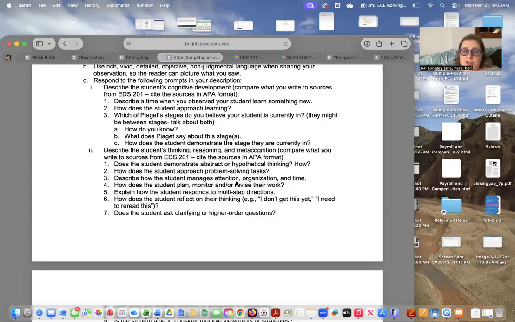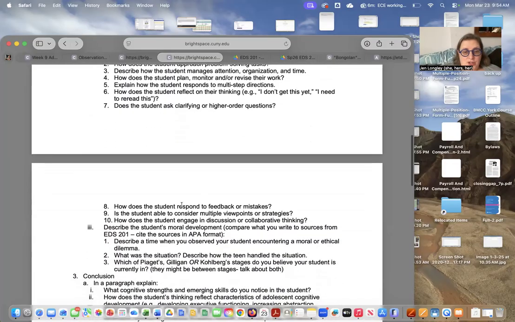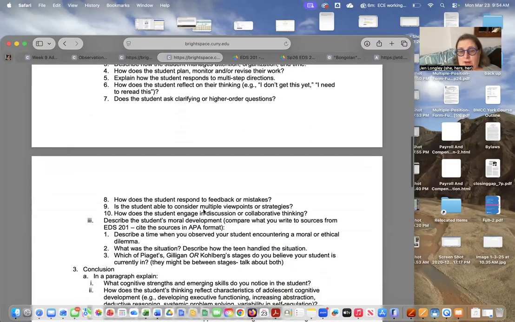How does the student manage their attention, organization, and time? Describe that. We're talking about some Piagetian elements. We're talking about executive functioning, right? How does the student plan, monitor, and revise their work, right? What do they do? Explain how the student responds to multi-step directions. And how does the student reflect on their thinking, metacognition? How does the student ask clarifying or higher order questions? Explain. Give me information. How does the student respond to feedback or mistakes?